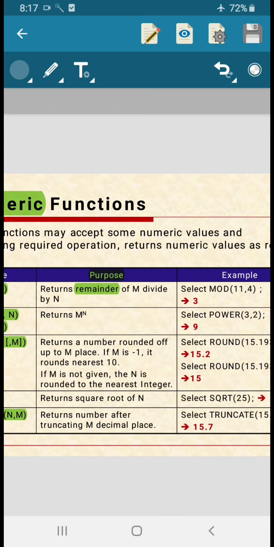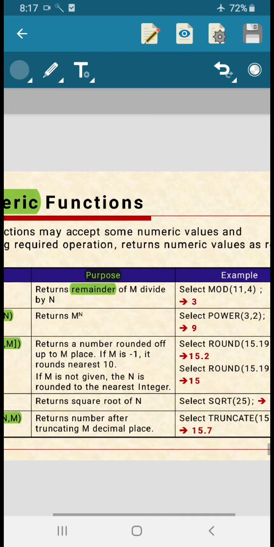Returns the m value. See the example. Select power 3 comma 2. The meaning of this statement is 3 to the power of 2. 3 to the power of 2 value is 9.